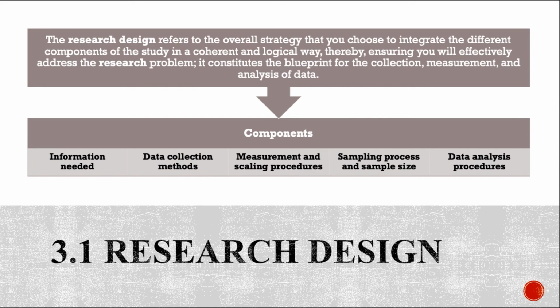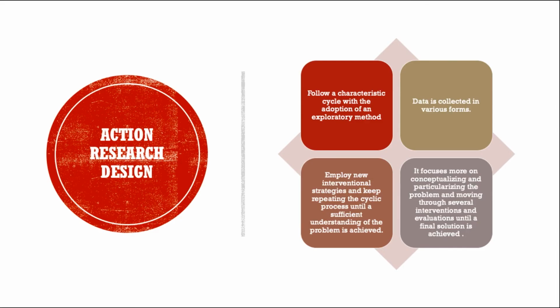So the components of that plan, or that research design, are the information needed, then the data collection method to collect this information, then the measurement and the scaling procedure, the measurement of the variables and how you can scale them, then the sample size or sampling process, and the data analysis procedures. So this will summarize all of the research design. But before we start, let's see what the types of research design are.